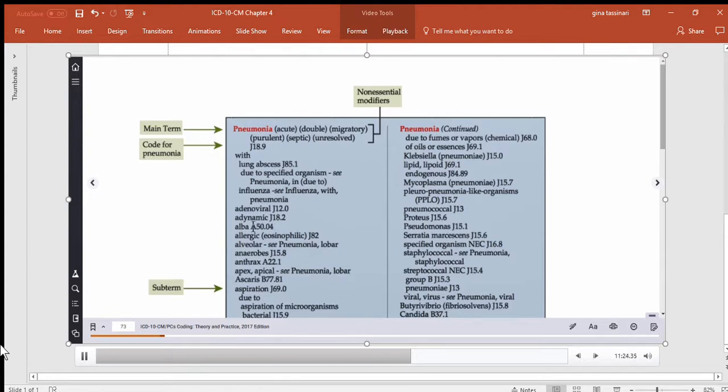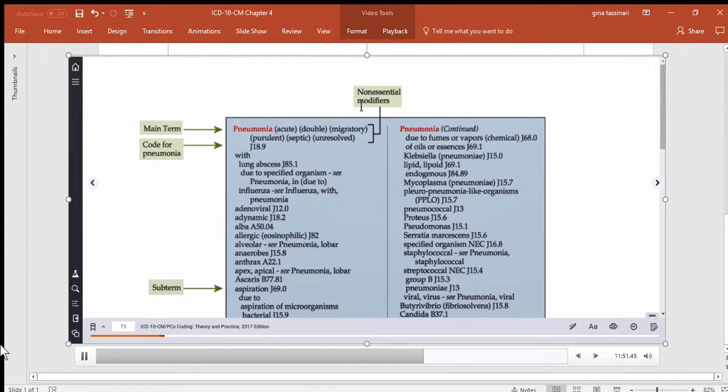But if your diagnosis that the doctor has written simply states pneumonia, or any one of these non-essential modifiers within pneumonia, so they've documented acute pneumonia, or double pneumonia, or migratory pneumonia, or unresolved pneumonia, any of these non-essential modifiers. When they say non-essential modifiers, they need supplemental words that assist you in choosing the selection of your code.